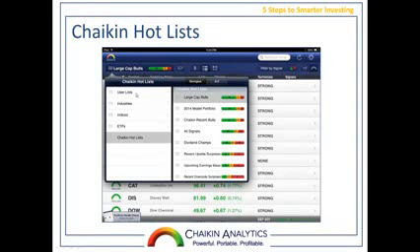Some of the other lists within Chaikin are user lists, which you can create, the 65 industry groups that we'll look at in a minute, and ETFs, which is a new capability that we added recently to enable people who trade ETFs to look at them in a very unique way. I'd like to get a feel for the people on the webinar as to how many of you trade or invest in ETFs.